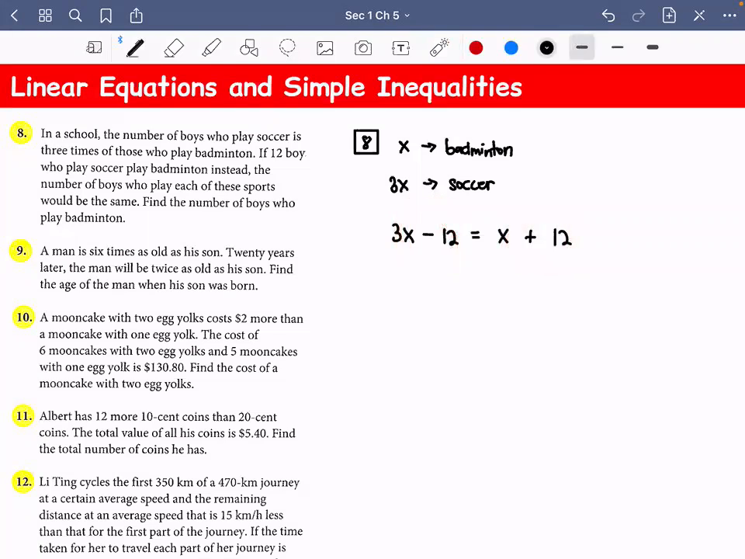So from here, let's solve this now. So 3x plus x equals 12 plus 12. So this is 4x equals 12. Oh, sorry, 24. And then divide both sides by 4. So what is your answer? x is equal to 6. x is equal to 6.